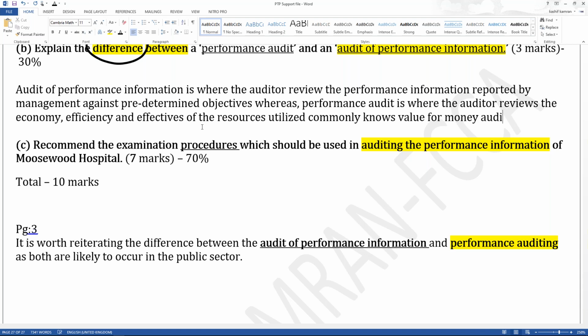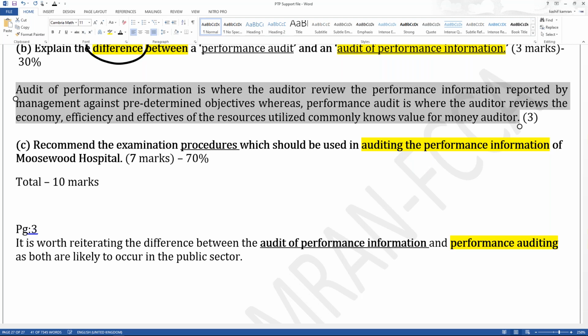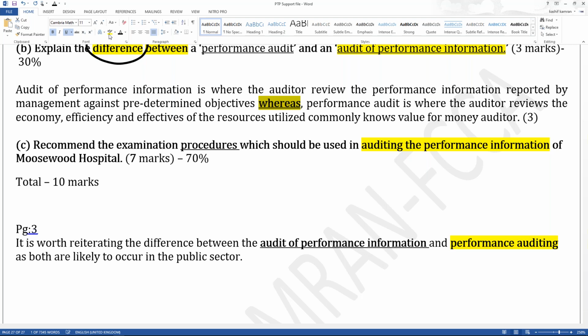So I'll get my 3 marks because I've written a difference exactly the same as given by the examiner. So in one sentence, I tell what is an audit of performance information. Then in the next sentence, I tell what's the difference with performance auditing. Can you see this word whereas? From the whereas, I broke. So before the whereas is the audit of performance information, and after the whereas is the performance auditing. I hope you can all see that clearly, everyone, right? So the difference is in the article.